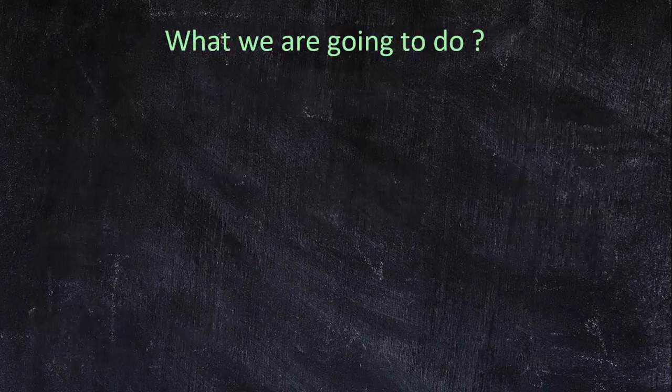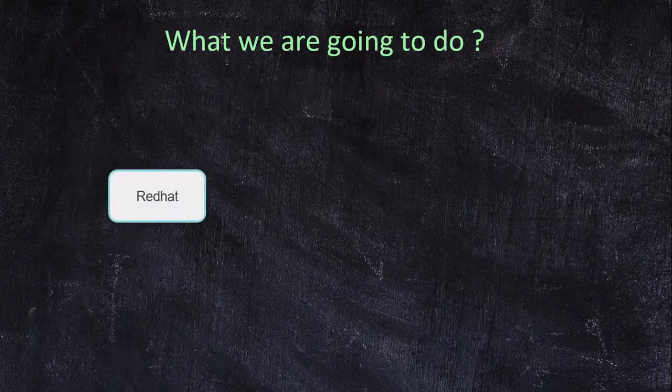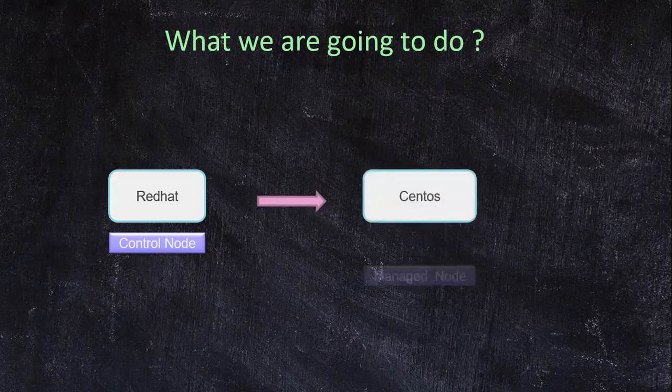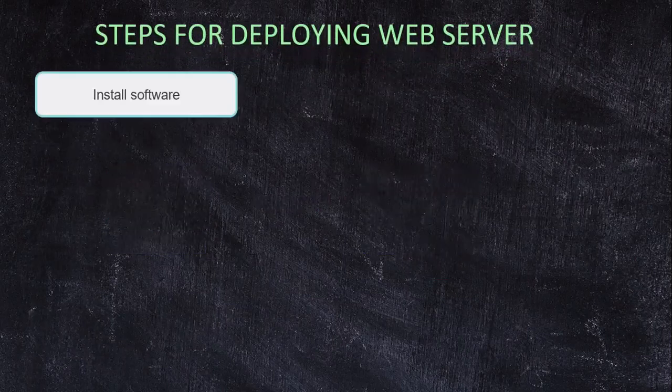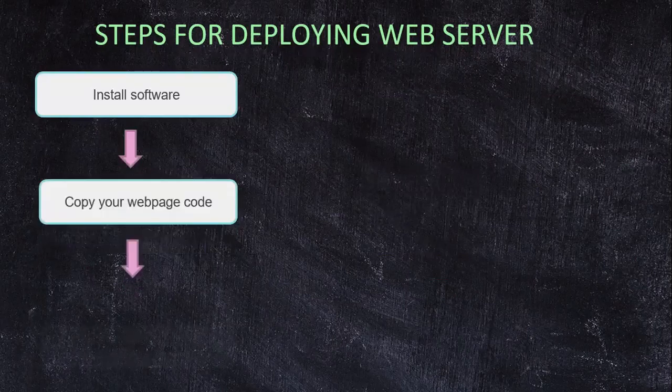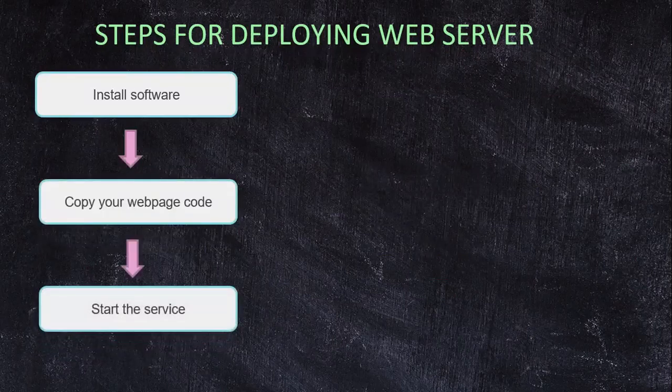Now, let us see this from Ansible perspective, what we are going to do. So we have a Red Hat, which is acting as our control node. And using this control node, we are going to deploy a web server on our managed node, which is running on CentOS. So now we have seen the three different steps required for us to deploy a web server. How do we correlate this with Ansible and get our desired results?